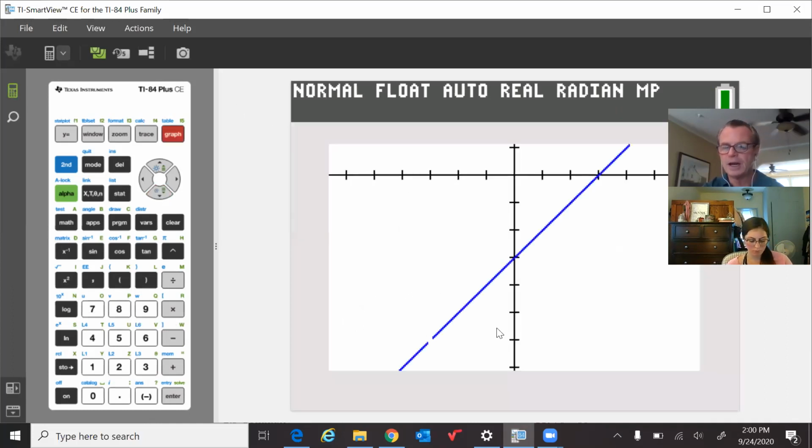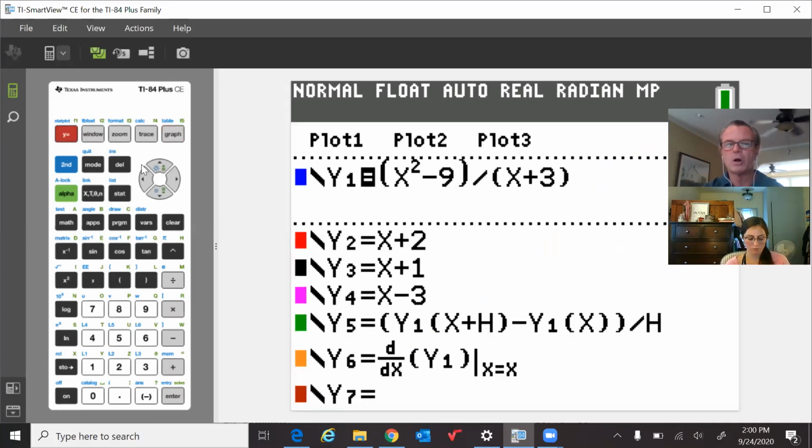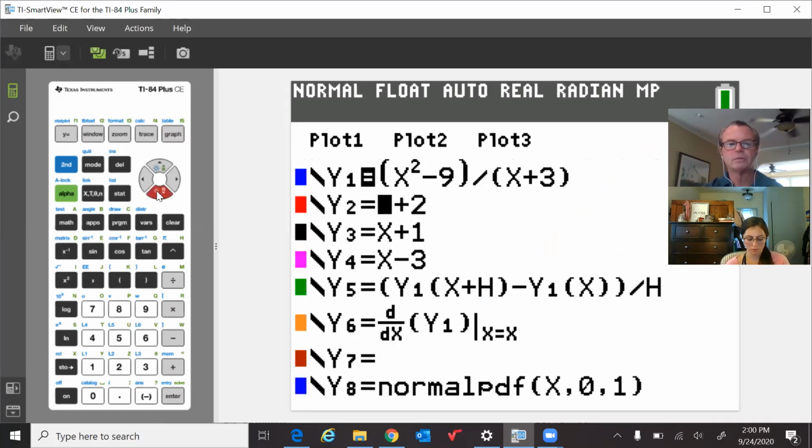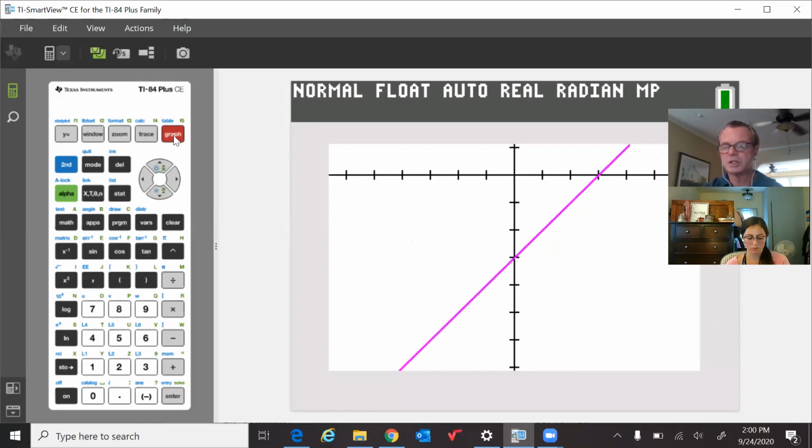Push graph. There's the hole. Where is it? 3 to the left, down 6. So in effect, really what you did, you could fill in the hole like this. I go to y equals, right? And I just graph x take away 3, which you already have in there. If I take x take away 3, graph that. So you just covered, it traced y1 and it filled in the hole.